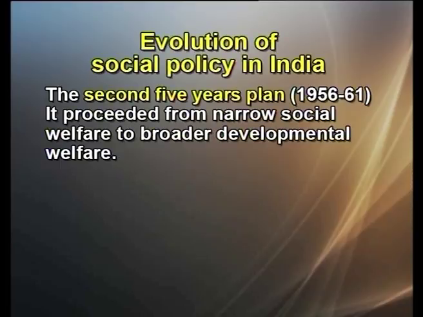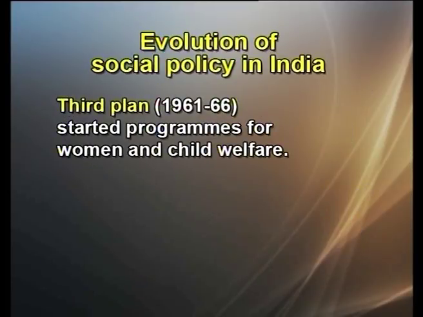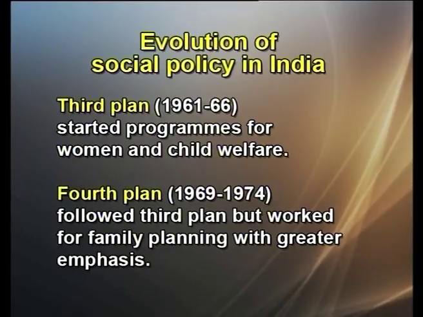The second 5-year plan, that is from 1956 to 61, showed signs of progress. It proceeded from narrow social welfare to broader developmental welfare. They said social welfare is concerned with the well-being of the entire community and not only of a particular section which may be handicapped in one way or the other. The third plan, that is from 1961 to 66, started programs for women and child welfare. The fourth plan, 1969 to 1974, followed the third plan but worked for family planning with greater emphasis.